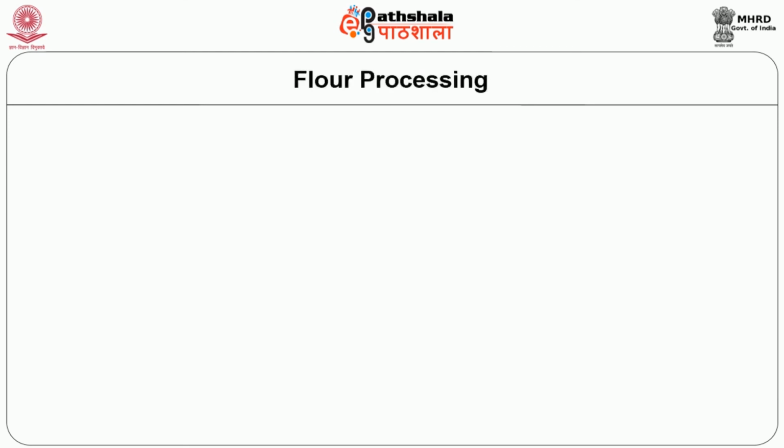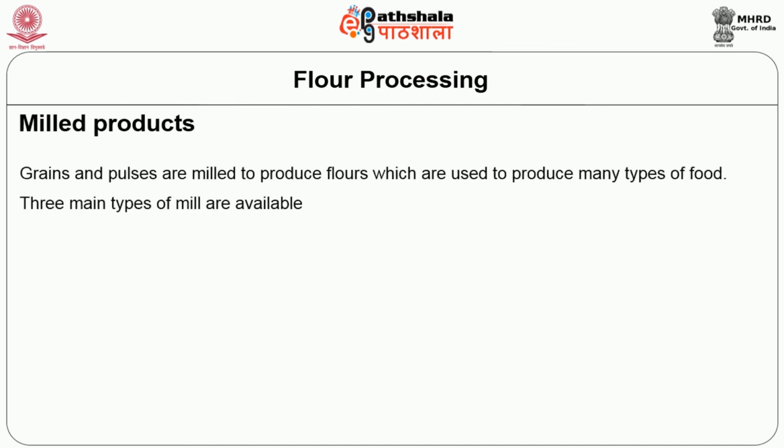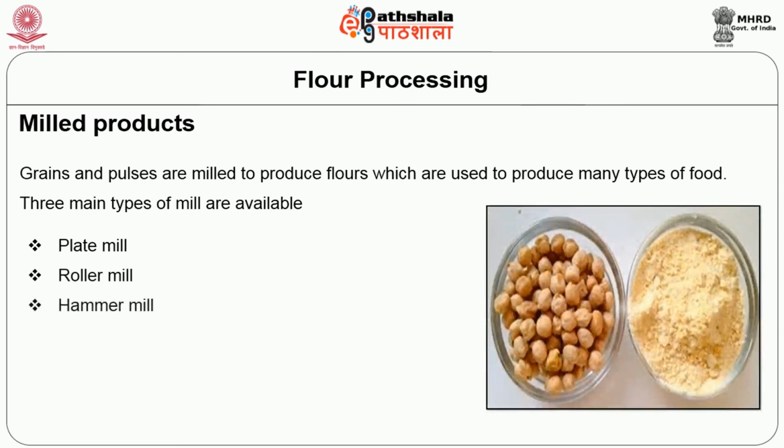The next one is flour processing. Under that, the first one is milled products. The grains and pulses are milled to produce flours, which are used to produce many types of foods. The main types of mills available are plate mill, roller mill and hammer mill. The choice of the mill will depend on the raw material.